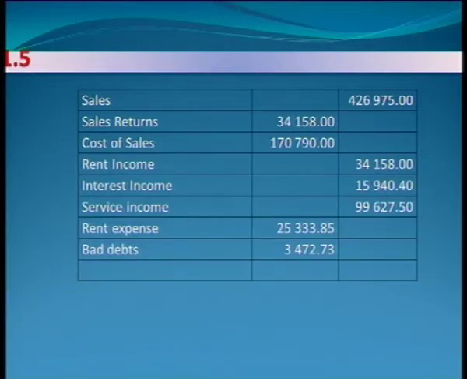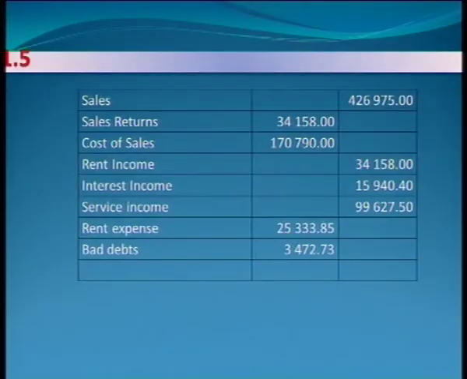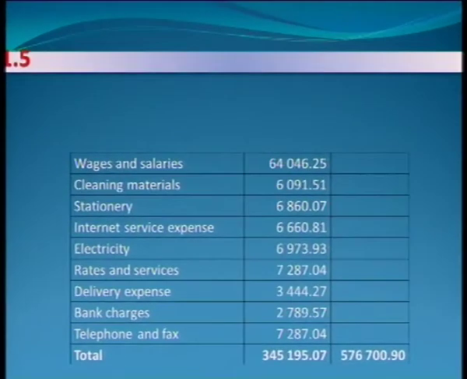Your service income, which is also in service income, it's $99,627. Your rent expense is $25,333.85. Now with your rent expense, the same as your rent income. With rent income, we are renting out our premises probably. With rent expense, we probably are renting from someone and it's an expense that we need to pay out. Your bad debts is made up of $347.277. Bad debts are the debtors that we are going to write off, and it's an expense. It's a loss for us.